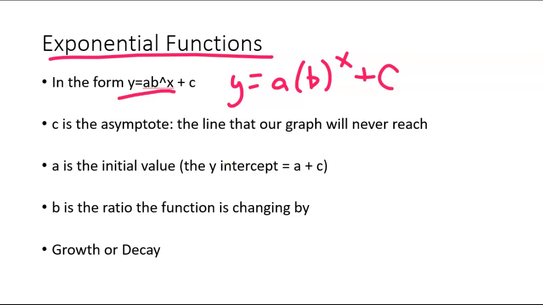We're going to have a new vocabulary word, asymptote. That's going to be the line that our graph can never reach. So the asymptote is going to be represented with a dashed line, and our graph is going to look something like this. It's going to go towards the dashed line, but it can't actually touch it. So it's going to just go towards that line.